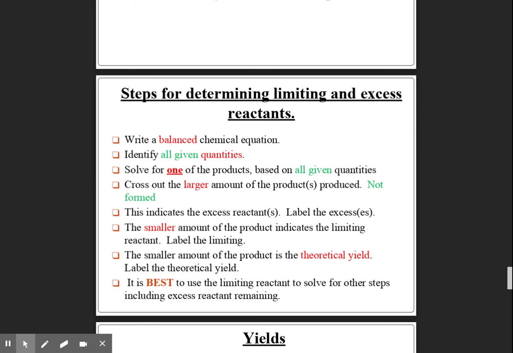So that is the basic steps in words for how to determine the limiting and excess reactants. Basically, just use both reactants to figure out how much product you can make. The one that allows you to make the least amount of product is the one that's going to limit your process. Therefore, that's your limiting reactant. The other is your excess. And also how to find your theoretical yield.